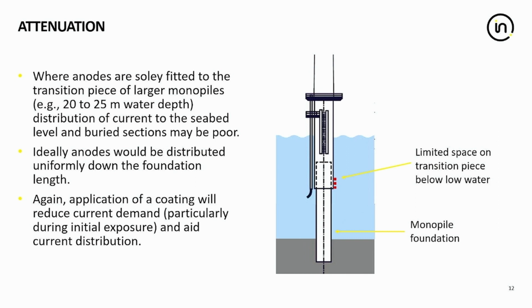But that can lead to poor current distribution, let's say down at the greater depths where the current has further to get to. But if a coating is applied, then you improve the current distribution and are far more likely to get protection to the base of the foundation.